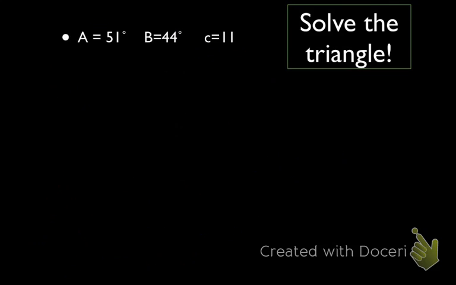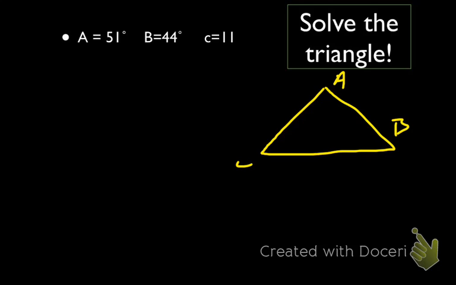So to build this drawing, I'm just going to draw a triangle. I'm going to label it A, B, and C, and I'm just going to draw in everything that I know here. So A is 51 degrees, and B is 44. C is 85, okay, so we could go find that, that's fine. And little c is 11.